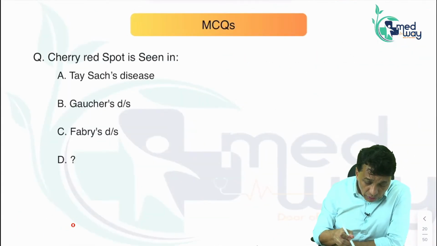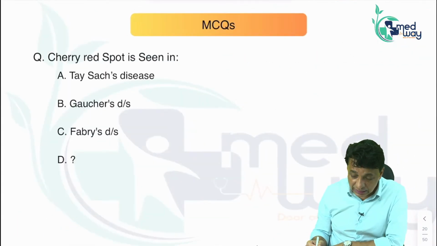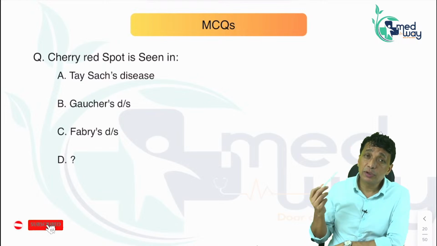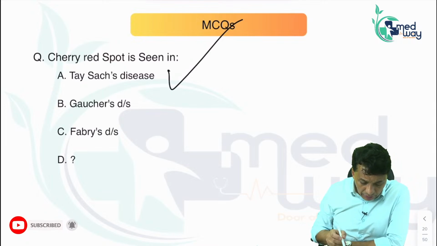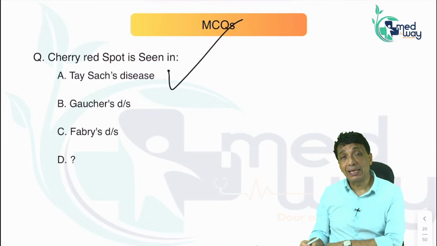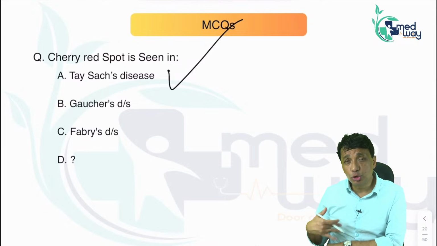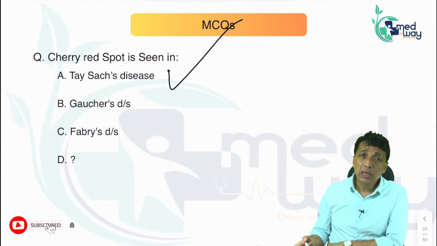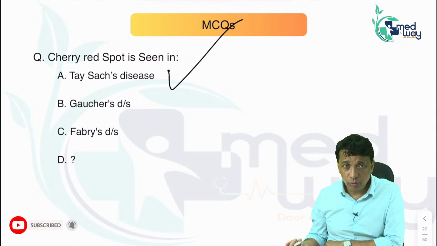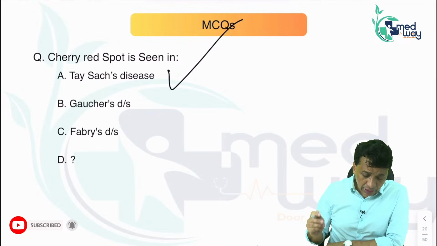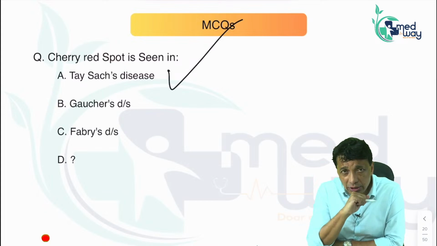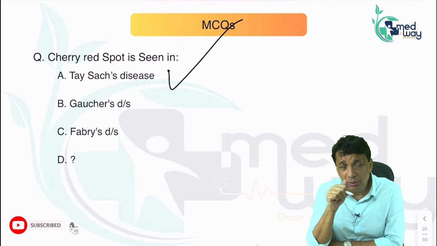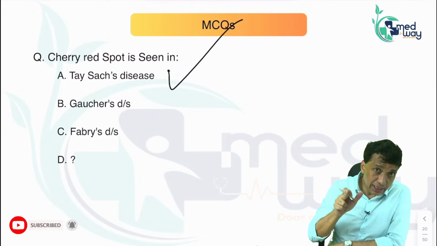Then cherry red spots syndrome. Cherry red spot we know is in CRA, all of us, but there are other cherry red spots in other diseases also, and the most common is Tay-Sachs disease. Tay-Sachs disease occurs in Ashkenazi Jews, a genetic disorder, and the patients often die quickly. They all develop cherry red spots. There are actually many other diseases which have cherry red spots. So, Tay-Sachs should be number 2 on your list after CRA.